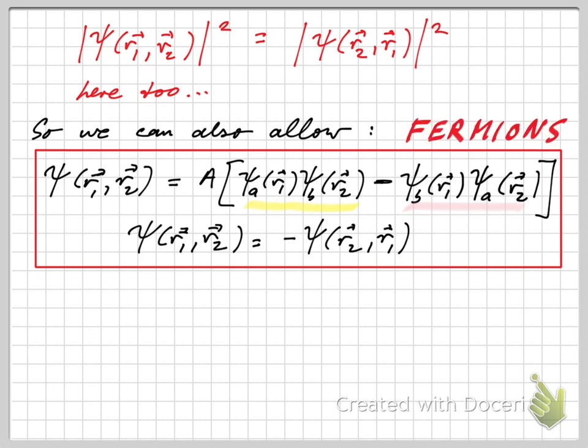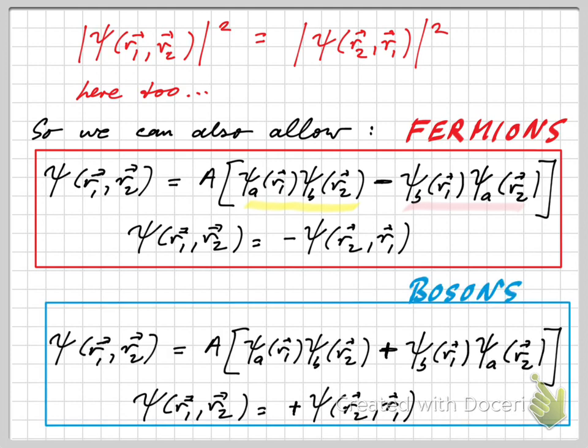These are actually going to be fermions with the minus sign. And what we had before are going to be bosons with the plus sign. So if you're using two identical particles that obey the red box, then those identical particles have to be of the fermion kind. And if you have two identical particles that obey the blue box, then those two particles must be bosons.